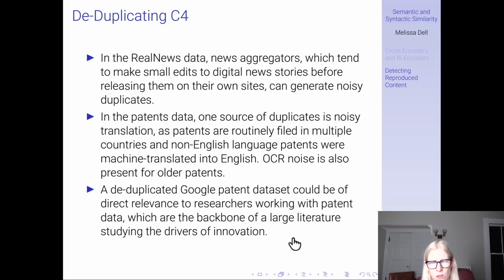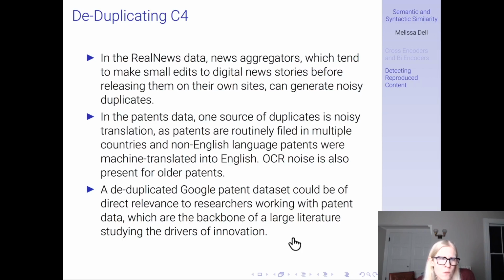And so why will we have duplicates? Well, in the Real News data, news aggregators, which tend to make small edits to digital news stories before releasing them on their own sites, can generate noisy duplicates. And you'll see that this is a very common phenomenon.